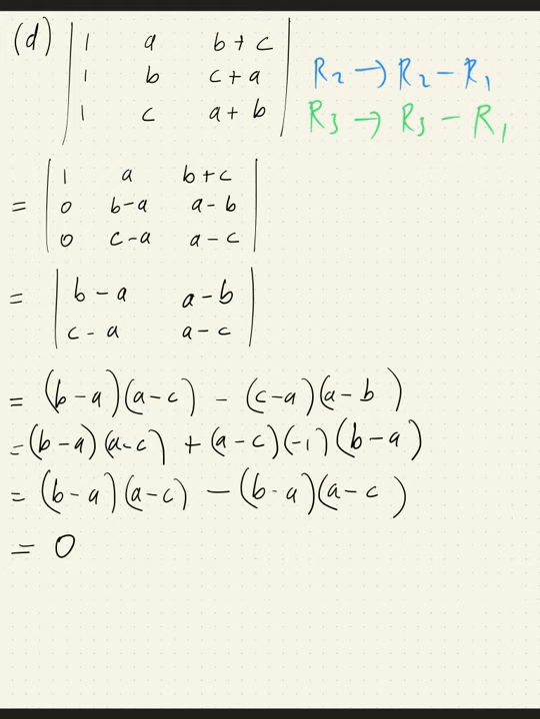So now I have an A minus C here, same as here, and a B minus A here, same as here. So if I put that minus 1 in front, I get minus all this. So now I have this minus itself, so that's 0. If you had just multiplied all these out, you would have eventually got 0 anyway, but that's just the quickest way of doing it.